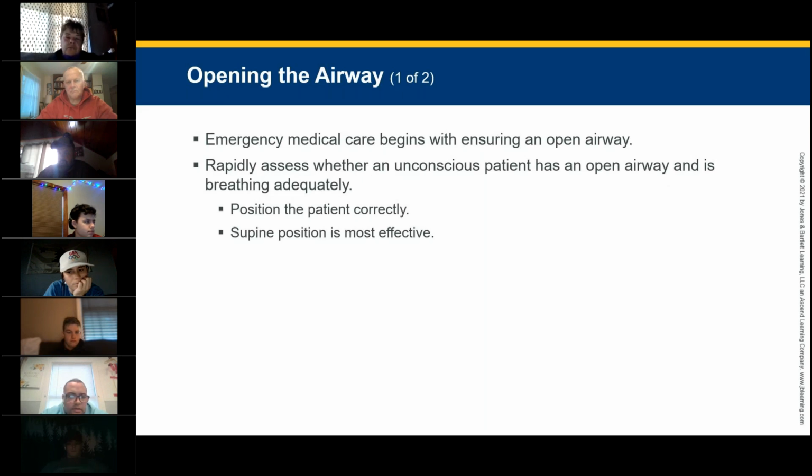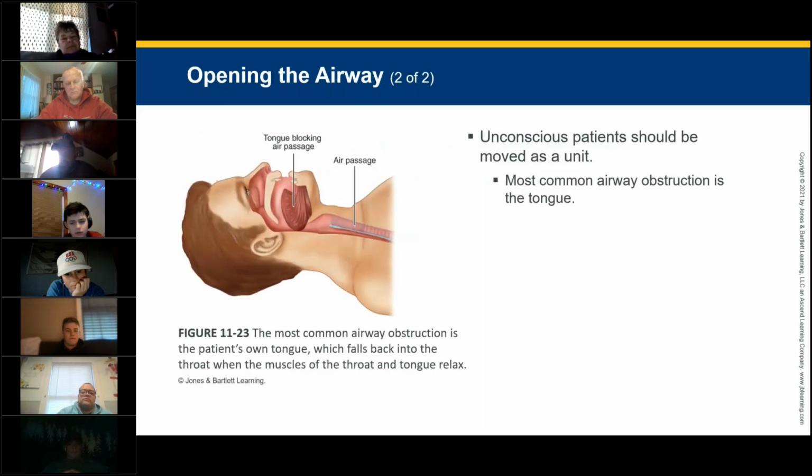Unconscious patients should be moved as a unit because of the potential for a spinal injury. So you've got to think about a spinal injury when you're moving a patient. The most common airway obstruction is the tongue. So you can see in your little diagram here, the tongue can flop back and it can block your air passage.